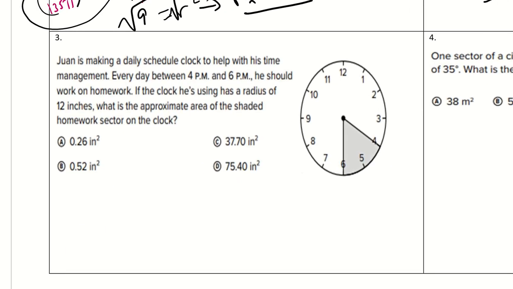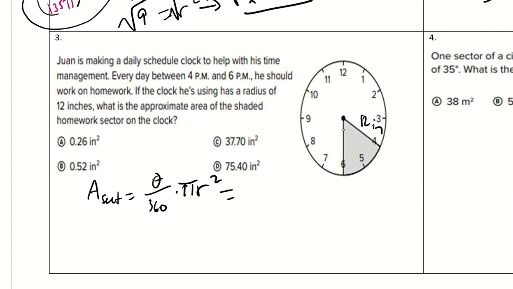All right, number 3. Juan is making a daily schedule clock to help with his time management. Every day between 4 and 6, he should work on homework. If the clock he's using has a radius of 12 inches, so that's the radius, what is the approximate area of the homework sector? So area of the sector, remember, is angle over 360 times pi times radius squared. So we need to figure out this angle.